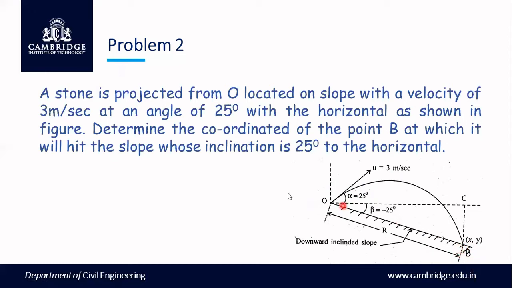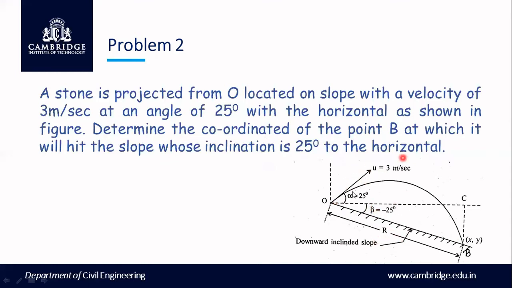You can see this end point of this projectile, B. You need to find the coordinates. Coordinates means you need to find out X and Y for this point. Okay, be very specific, it's for this point, at which it will hit the slope whose inclination is 25 degree to the horizontal, which is as shown in the figure. It is 25 degree.